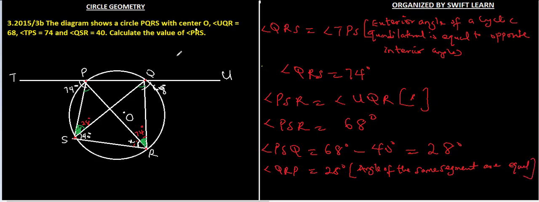So now let me get my final answer. PRS. What will be PRS? That will be 74 minus what? 20 degrees. What is 74 minus 20 degrees? Use your calculator, you get what? 46 degrees. Yes, that's our final answer.